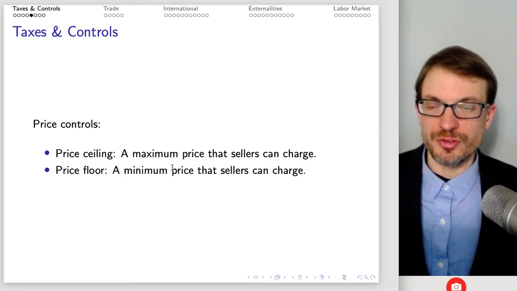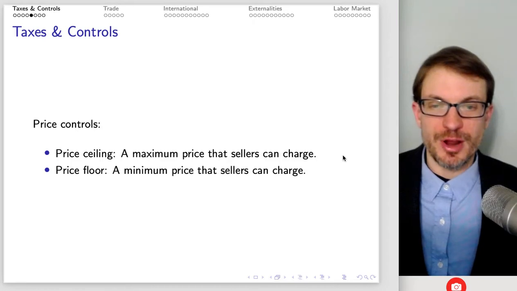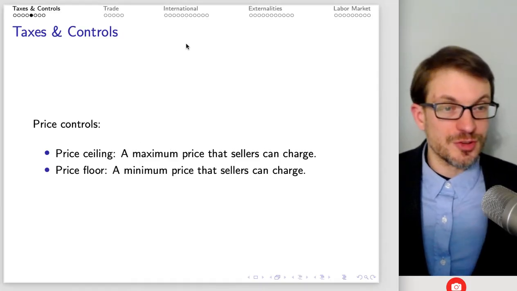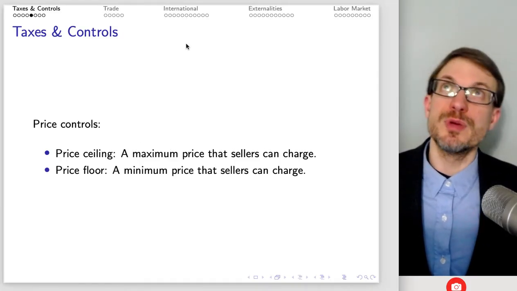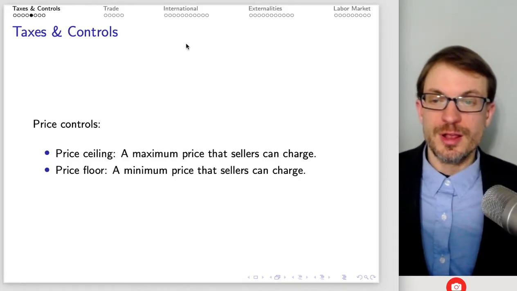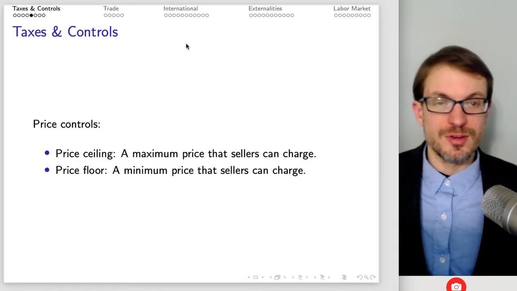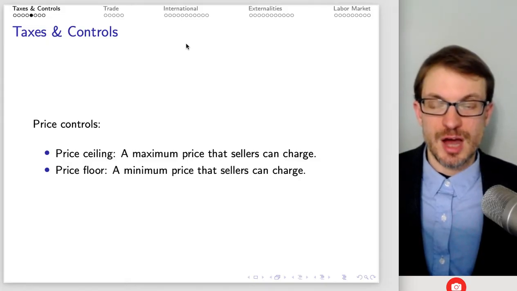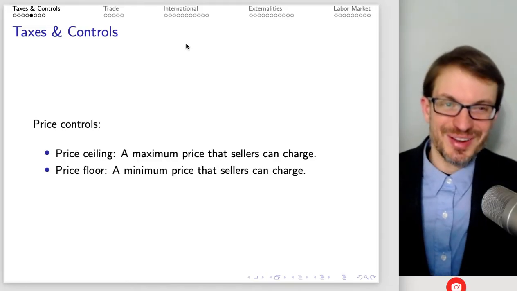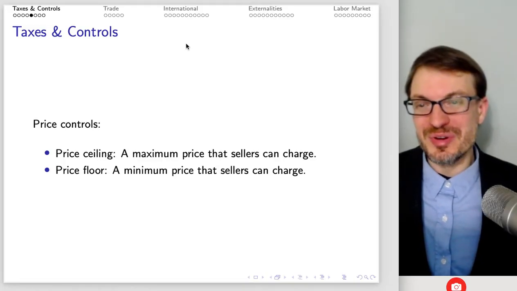All right, price controls. So a price ceiling is the maximum price that sellers can charge. A price floor is the minimum price that sellers can charge. I like thinking about physical ceilings and physical floors, right? You could be anywhere in the room, but you can't go through the ceiling. You can be anywhere in the room, but you can't go through the floor, right? And so the idea is, your position in the room isn't governed by the price ceiling or the price floor unless you want to go higher than the ceiling or unless you want to go lower than the floor.